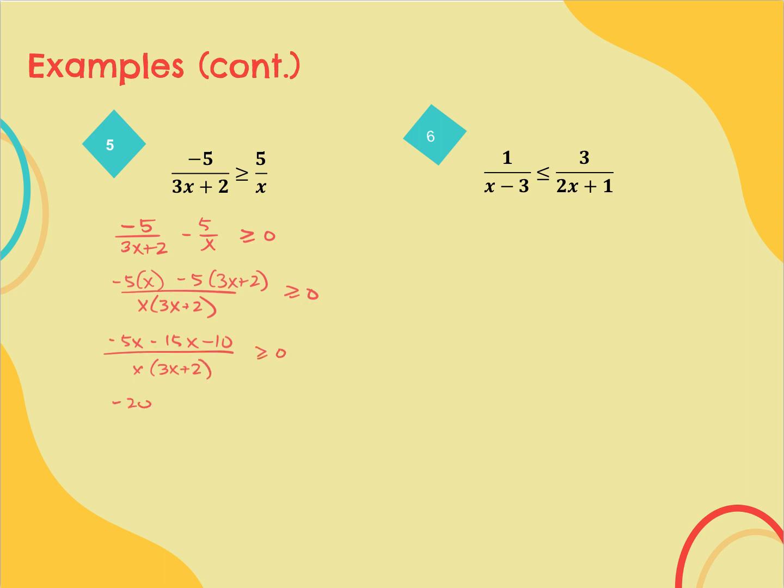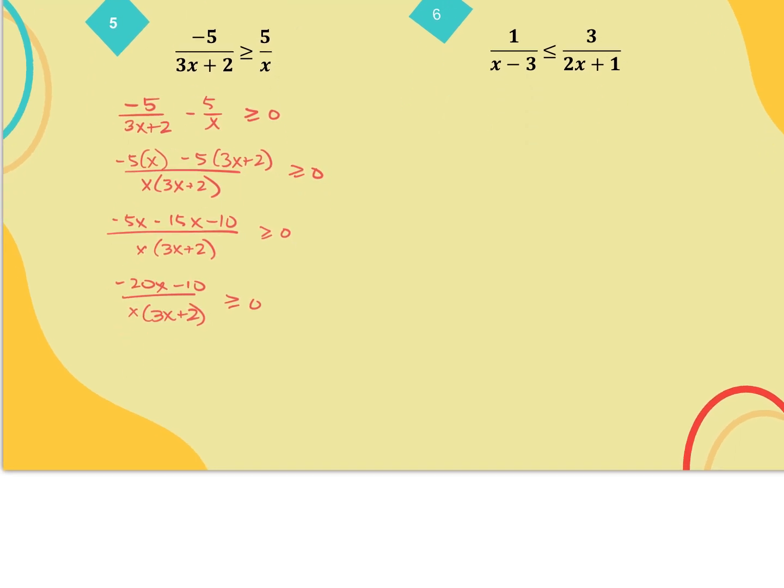And combine my like terms: minus 20x minus 10 over x times 3x plus 2, greater than or equal to 0. And again, now I'm going to make my numerator, minus 20x minus 10, equal to 0, and my denominator, x times 3x plus 2, equals 0. So up here, I'm going to factor out my GCF, or I don't even have to do that. I'm just going to solve. So minus 20x equals 10, divide both sides by minus 20, and I get minus 1/2.